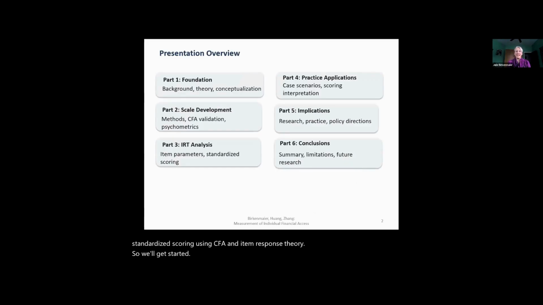The presentation today is divided into 6 parts. The first part provides the foundation, the background, the theory, the conceptualization of the project. Part 2 describes our, and in part 3, we'll talk about item response theory analysis, creating a standardized scoring for the scale. Part 4, we'll talk about practice applications and provide some case scenarios. Part 5, some implications of the project, and we'll conclude in part 6.